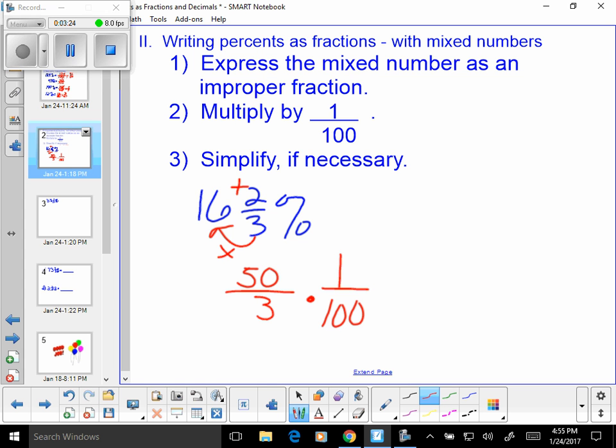I'm going to look on the diagonal, and quite often you're going to find that you can reduce something with that 100. 50 divided by 50 is 1. 100 divided by 50 is 2. Then, multiplying fractions means I take numerator times numerator. 1 times 1 is 1. Then I take denominator times denominator. 3 times 2 is 6. So 16 2/3% is really the fraction 1/6.